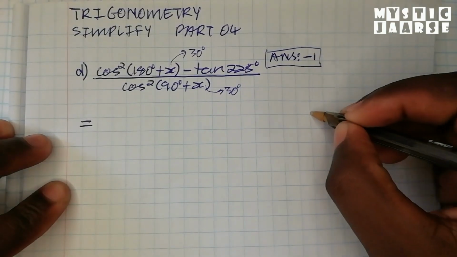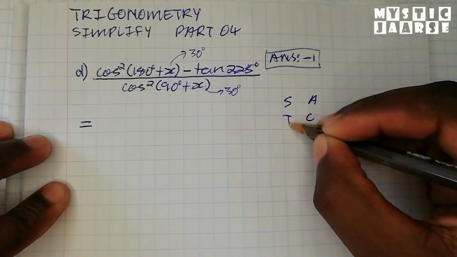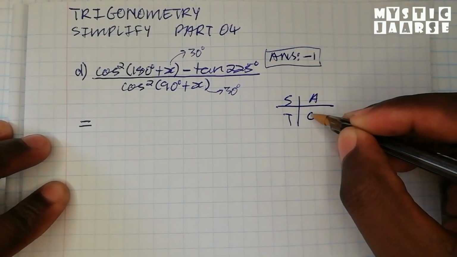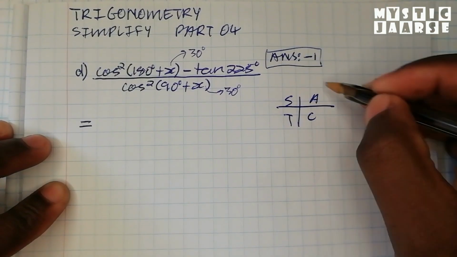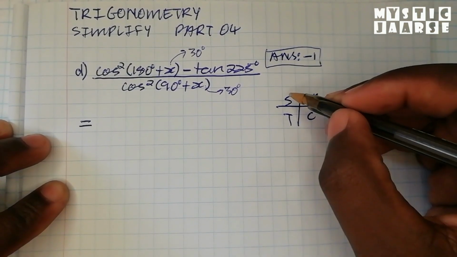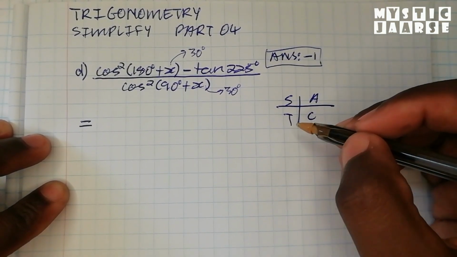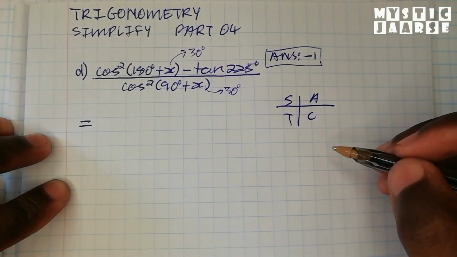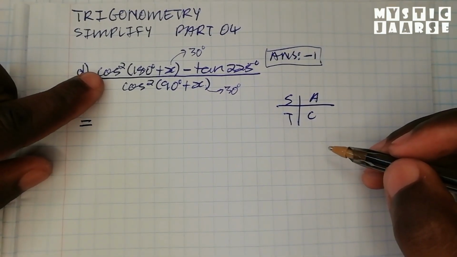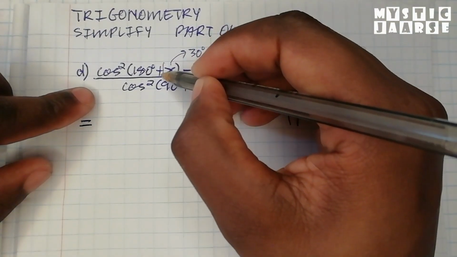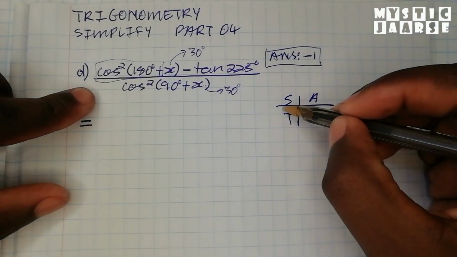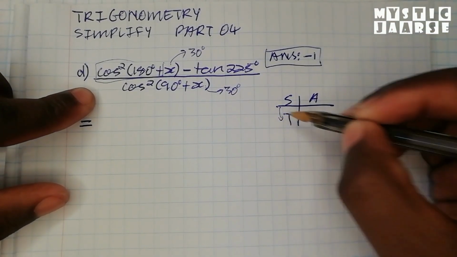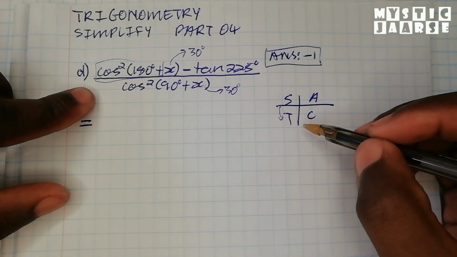So we have CAST. Cos is positive on the fourth quadrant. All trig ratios are positive on the first quadrant. Sine is positive on the second quadrant, and tangent is positive on the third quadrant. We have cos squared 180 plus. So 180 plus is the third quadrant.